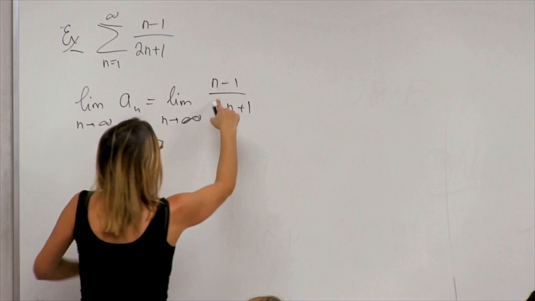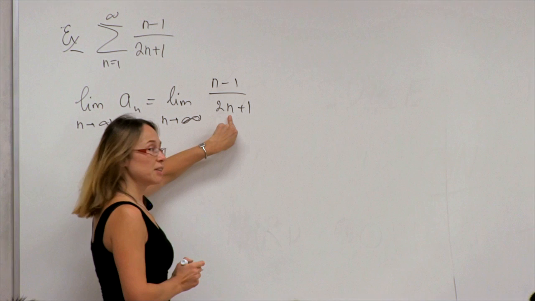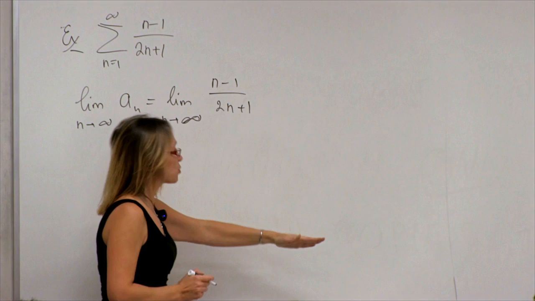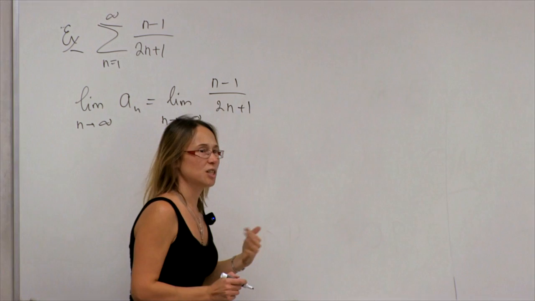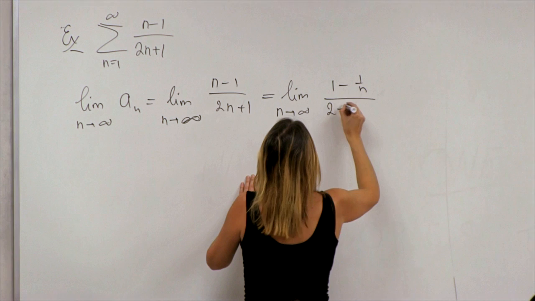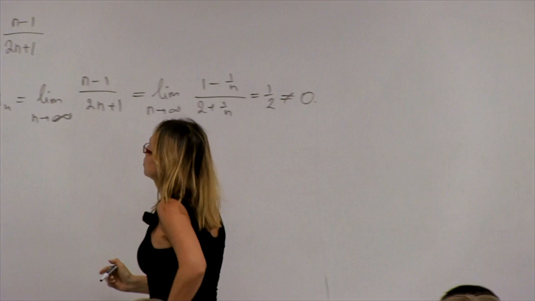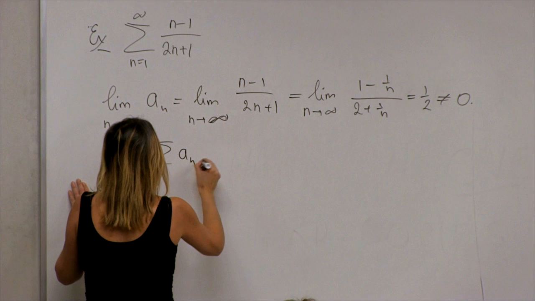I'm looking at the power of numerator and denominator. If they're the same, then the limit is going to be a constant, which is not zero. If the denominator has a higher power, then it's going to be eventually bigger than this, and the thing goes to zero. If this power is greater, then it's going to infinity. So this is how you can tell just by looking at it. If you want to go through the steps, you divide by the highest power. So here we divide by n. These things go to zero, and that's a non-zero constant as predicted. And this means that the test for divergence tells you that the whole thing diverges. I'm going to say a_n diverges.